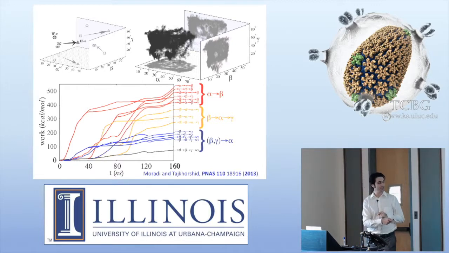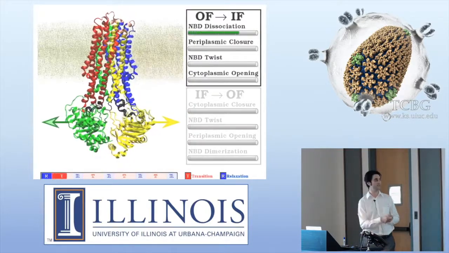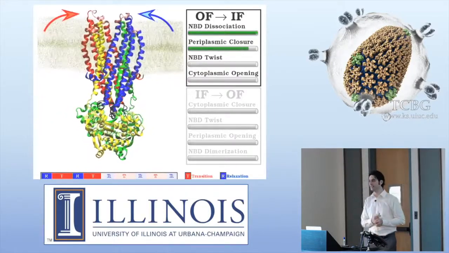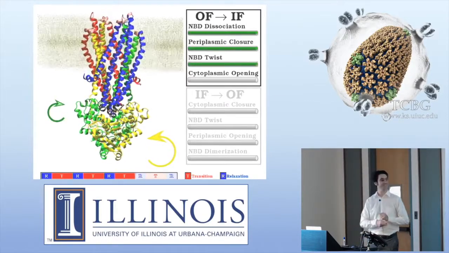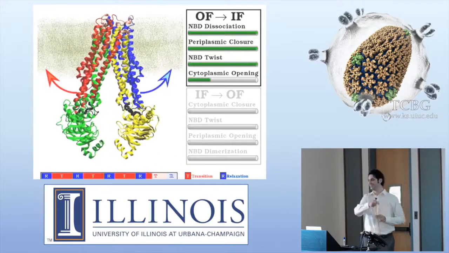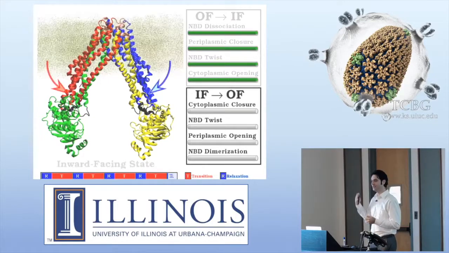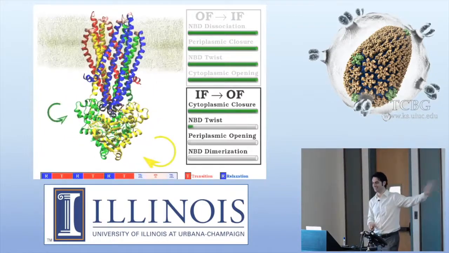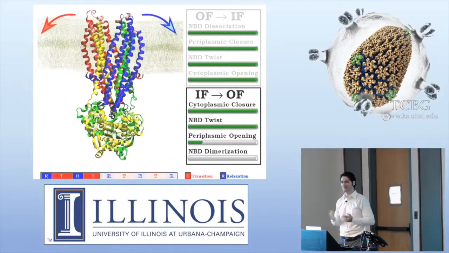But eventually, you want to pick the best pathway that you can generate. And in this particular case, the pathway was generated with a particular protocol. First, you separated these NBDs, and then you closed this extracellular gate, and then you rotated these domains, and eventually, you opened this. So you can actually come up with a protocol which requires less work than other protocols. And I'm not saying this is a transition pathway. I'm just saying that this is an initial pathway that I can start my other simulations with.